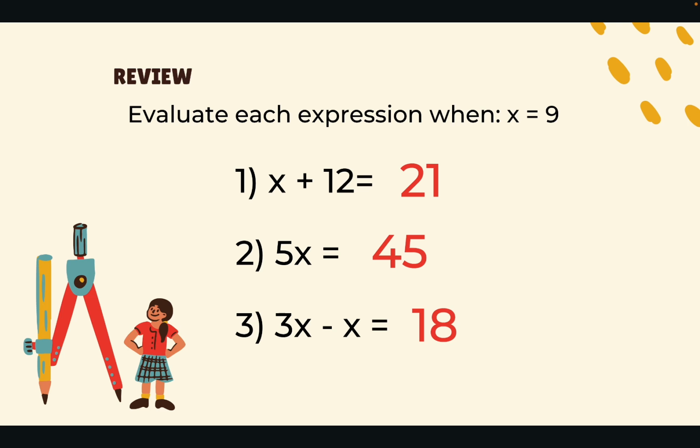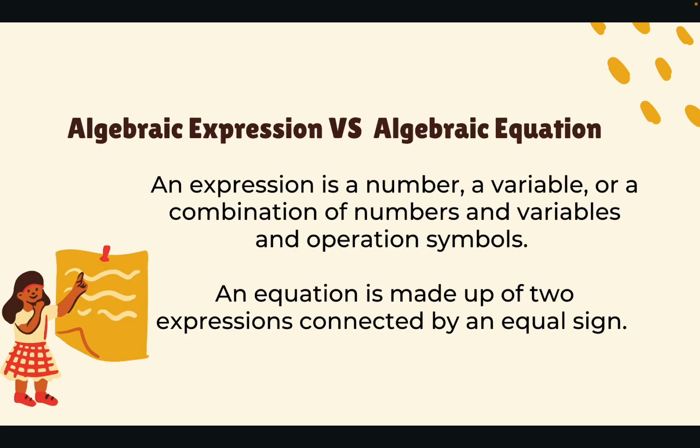Now, let us proceed with today's topic. First, we have to remember the difference between an algebraic expression and an algebraic equation. An expression can be a number, a variable, or a combination of numbers, variables, and operation symbols, while an equation is made up of two expressions connected by an equal sign. So there is an equal sign.